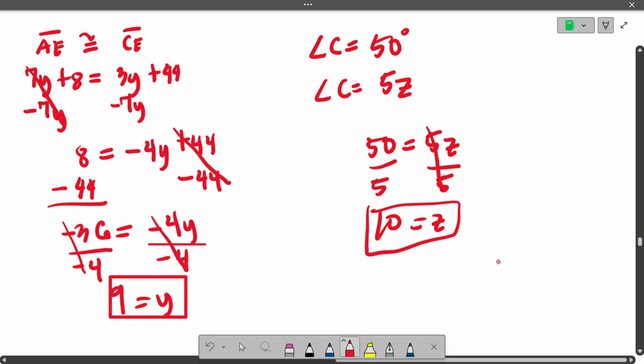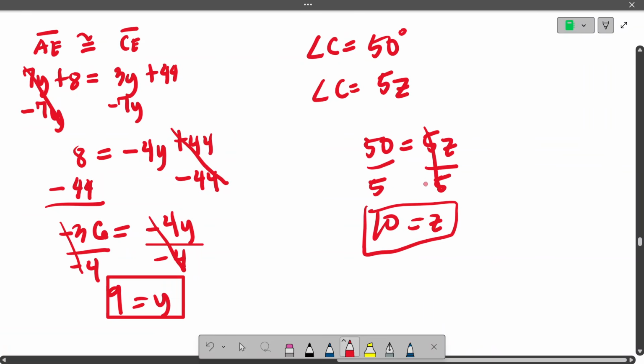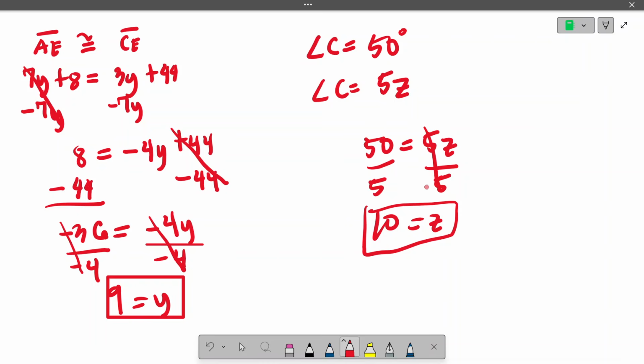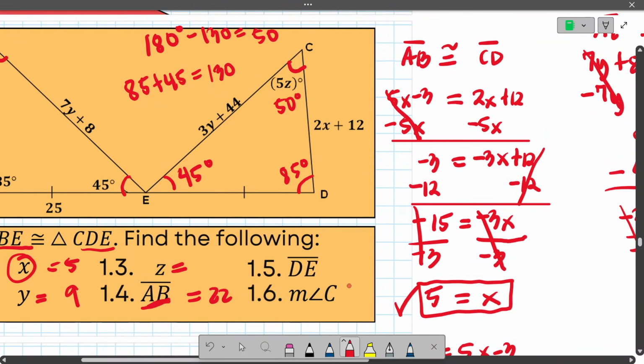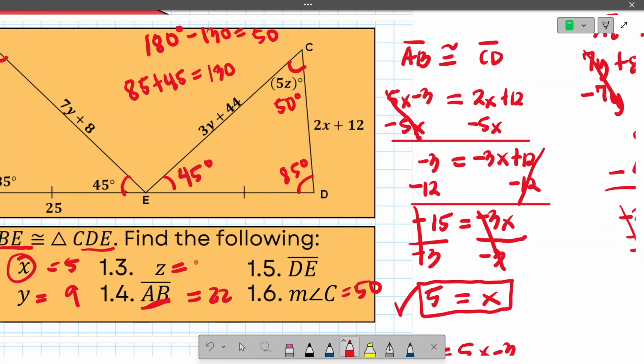So i-recheck natin if indeed angle C is 50, ang gagawin na natin is substitute si Z to 10. Instead of saying 5Z, we can say that 5, substitute natin si Z to 10. Yeah, that will give us 50. So, ating angle C is 50 and the value of variable Z is 10.